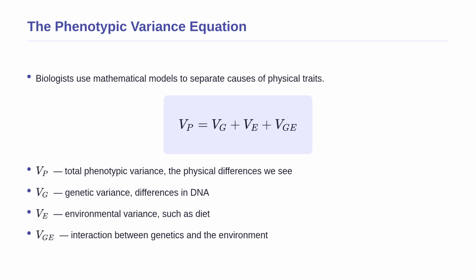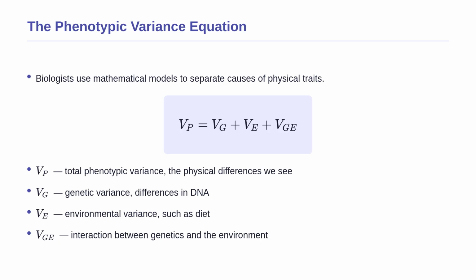This incredible physical transformation leads us to an important question. How do biologists measure this scientifically? We use the classic equation for phenotypic variance. This formula breaks down the total physical variation in an organism into genetic and environmental parts.